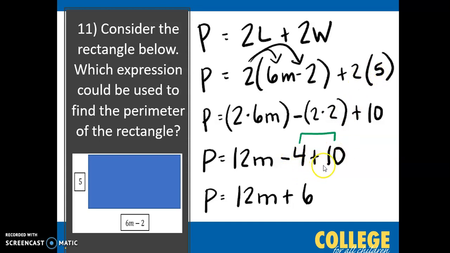And the only thing that I can simplify, or combine like terms, is just the numbers, because there's no other letters in here besides the 12m. So negative 4 plus 10 equals a positive 6, and then the 12m just gets brought down. So the perimeter would be 12m plus 6, and that's your final answer.